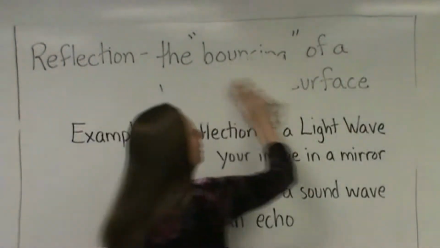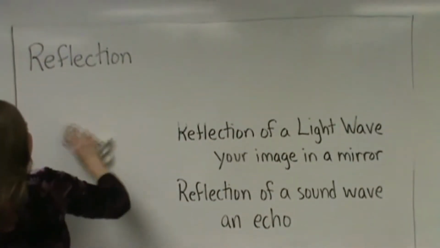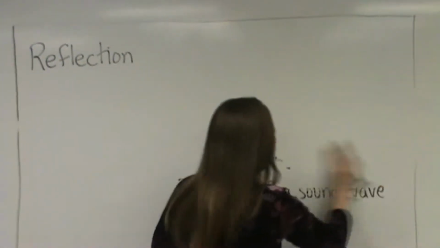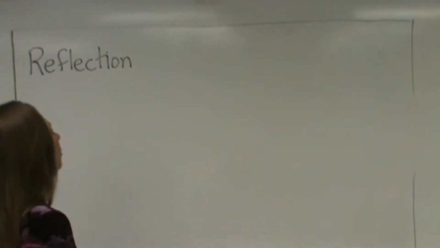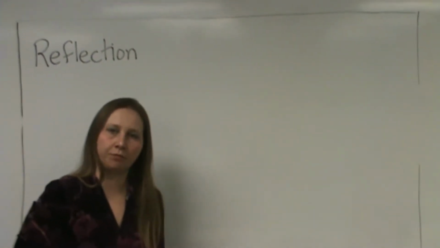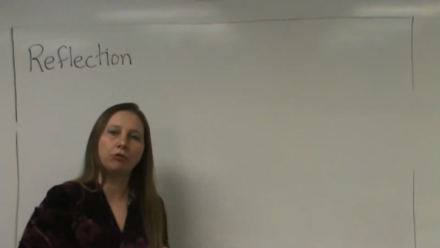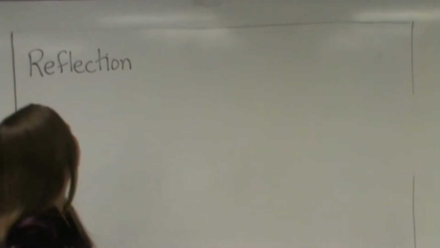Now let's look at two examples of light waves reflecting and the two different kinds of reflection that can occur. One type of reflection is called regular reflection. The other type is called diffuse reflection. We'll talk about regular reflection first.